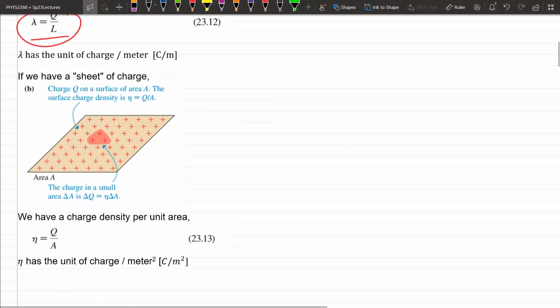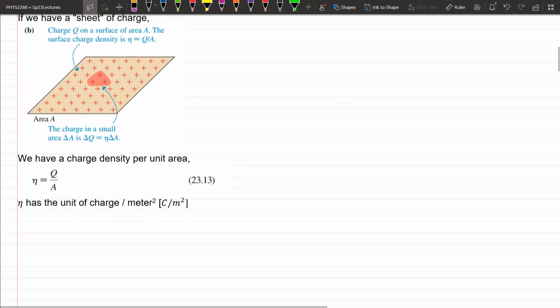But if it happens to be on a sheet, you can also have a 2-dimensional version of this. It's the same name, a charge density, but instead of per length, we have to deal with per area. So they changed the symbol for it to be eta, okay?